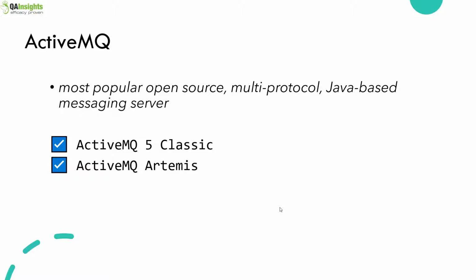ActiveMQ is from Apache Foundation. It is one of the most popular open source multi-protocol Java-based messaging servers. They have two flavors. One is ActiveMQ 5 Classic and the other is ActiveMQ Artemis. So we are going to see these two, how you can get them up and running and test in JMeter.